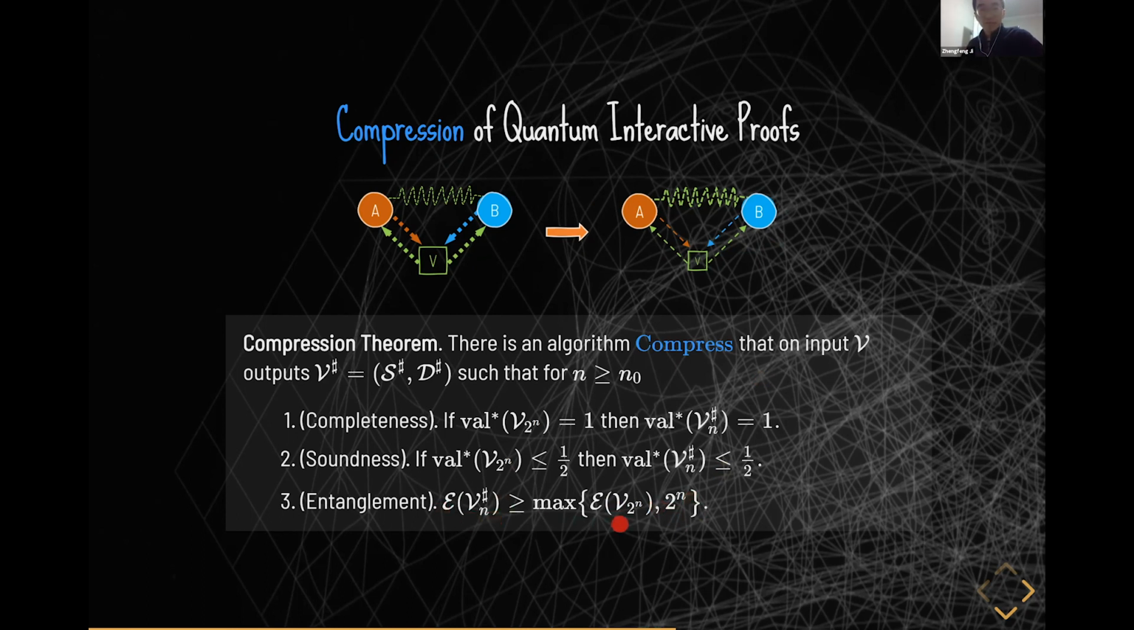When you do the compression, you expect the provers to share more EPRs, and because it's recursive, there's no bound of entanglement that would do the job, because you would need more and more entanglement as the compression goes forward.